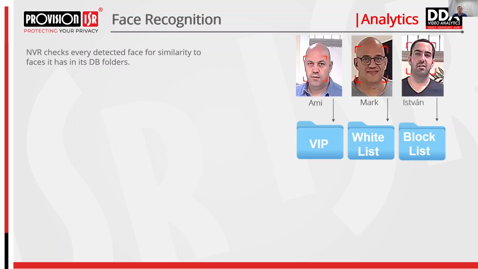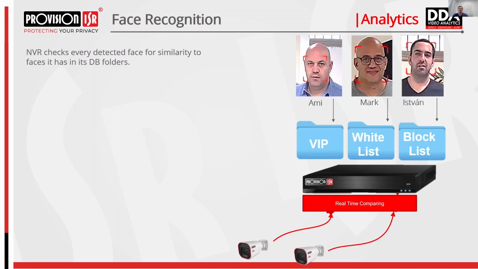So this is how it works. The camera needs to detect the face within the field of view. Once that's done, the snapshot is sent to the NVR. The NVR does a real-time comparison against the existing databases. If there is a match and that face belongs to a listed person on one of the databases, the system can trigger specific actions which you can set up.